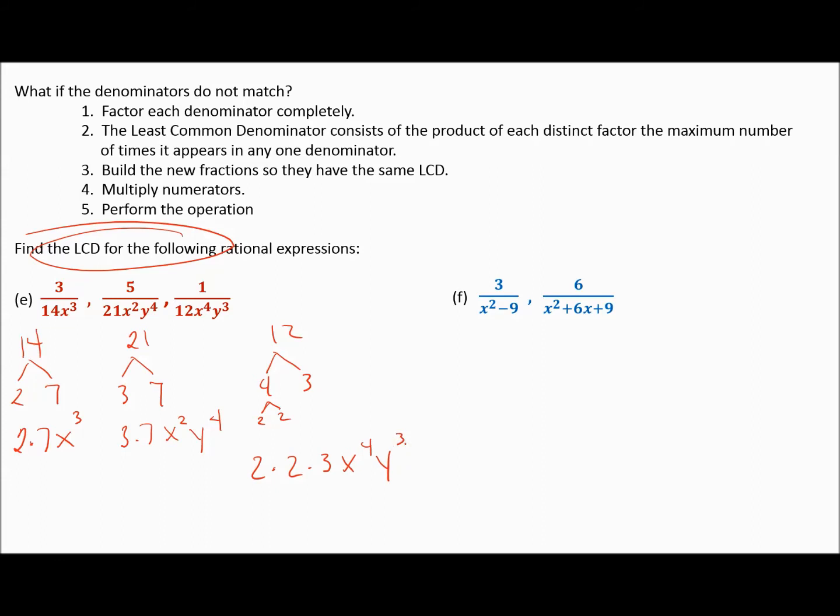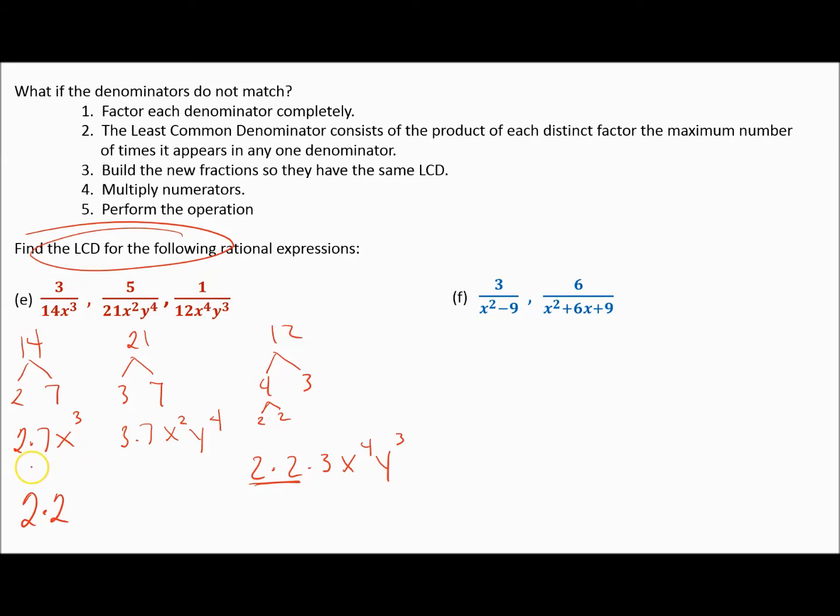Okay, now here's where it gets fun. Notice this says the least common denominator consists of the product of each distinct factor, the maximum number of times it appears in any one denominator. So notice a 2 shows up. I'm just looking over to the far left. 2 shows up once here, none here, and twice here. So the maximum number of times it shows up is twice. So I need 2 2's, or 2 squared if you like.